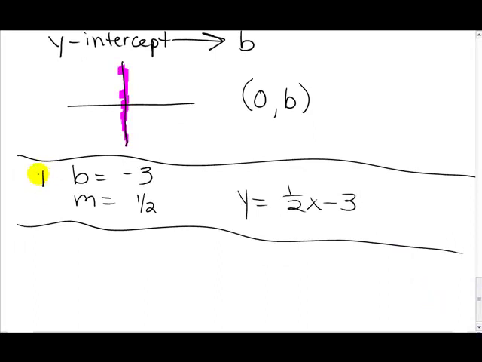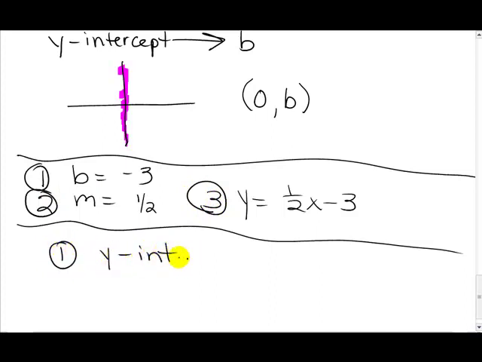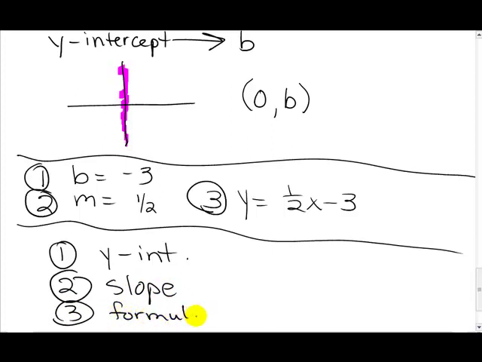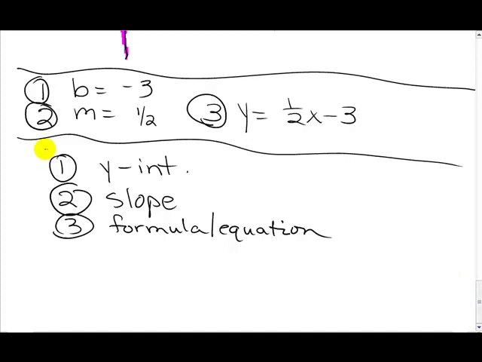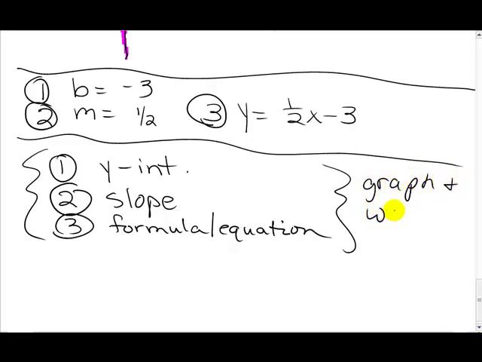I like to call these thing 1, thing 2, and then thing 3 is our equation. Thing 1 is your y-intercept. Thing 2, slope. Thing 3 is your formula. Well, really, the equation. If you'll use these 3 things, you can graph and write equations.